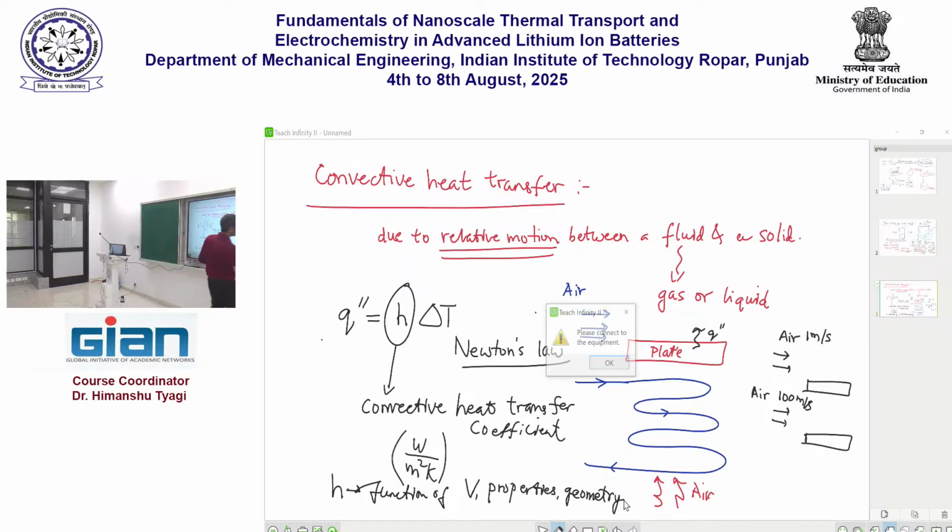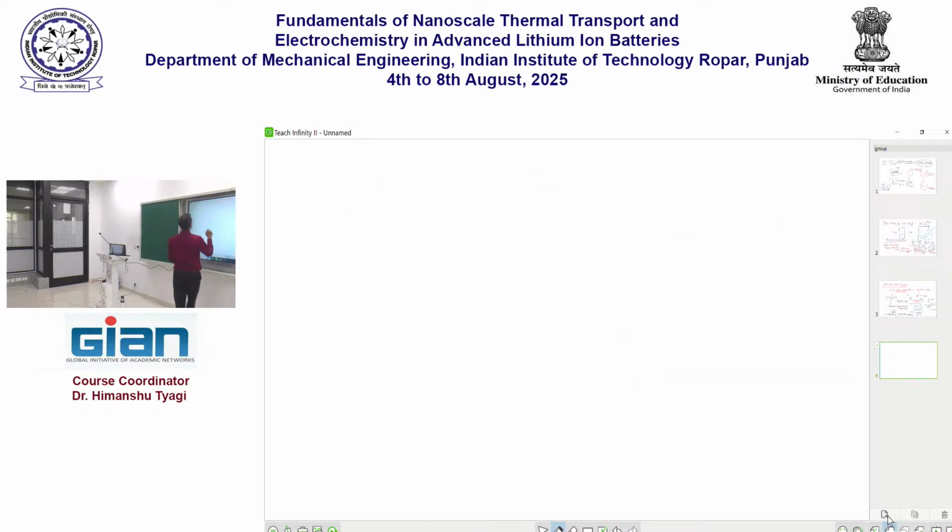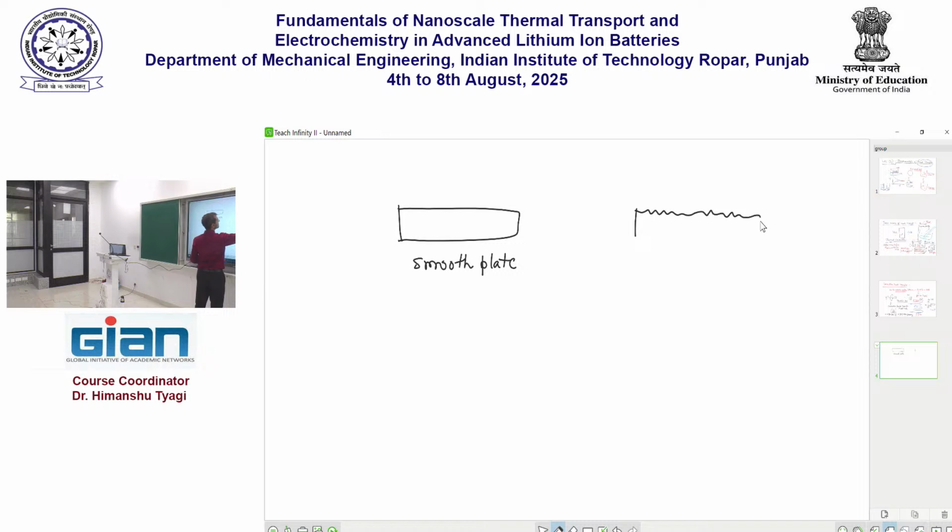Imagine if I have two plates. I have one plate that looks like this. It's a smooth plate. Versus, I have a plate whose surface is rough. If they're at the same temperature, if I blow the same amount of air across both of them, in which case do you expect more heat transfer to occur? Not smooth. The rough one, yes.